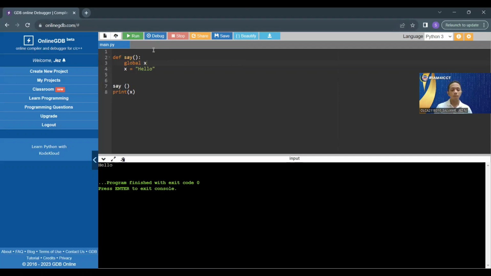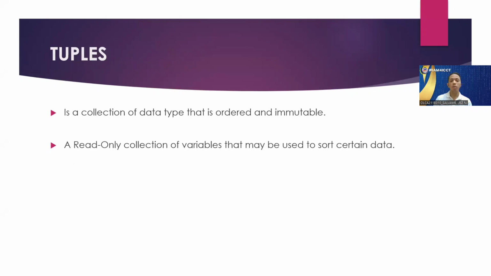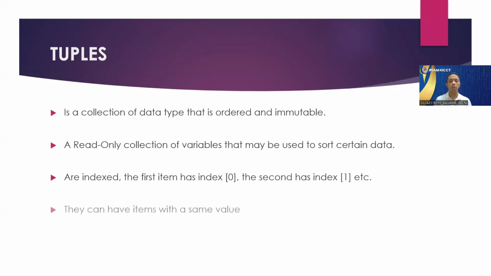Tuples. The tuple is a collection data type that is ordered and immutable. It's a read-only collection of variables that may be used to store certain data. Items are indexed, the first item has index 0, the second has index 1, and so on. They can have items with the same value.